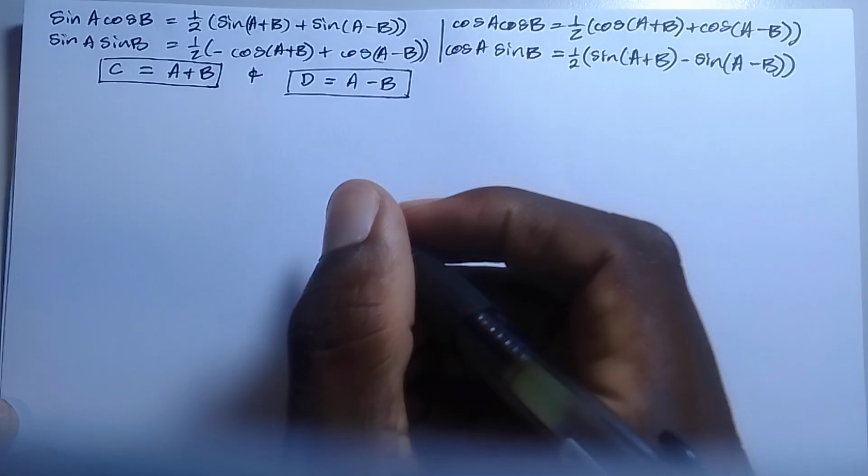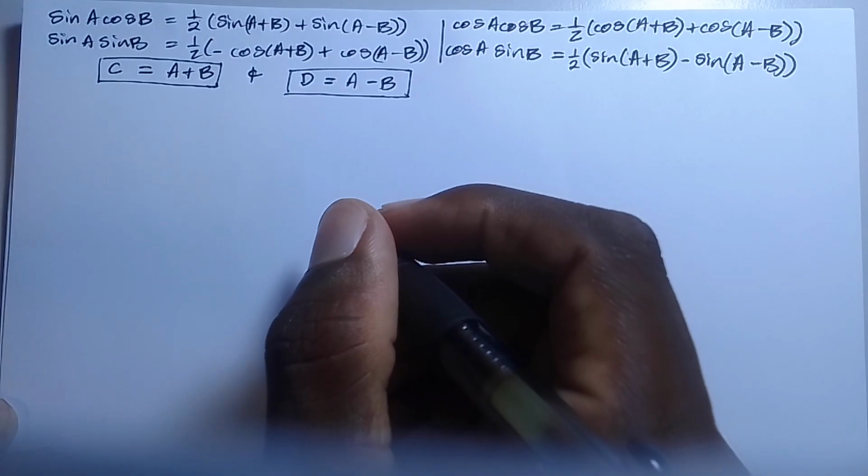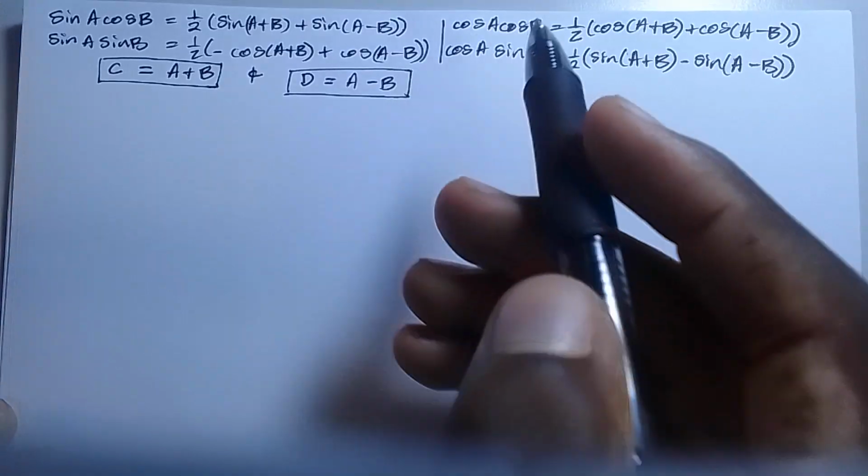Today we'll be deriving the formulae that have C and D instead of A and B. They're shown in the thumbnail. We'll get straight into it.